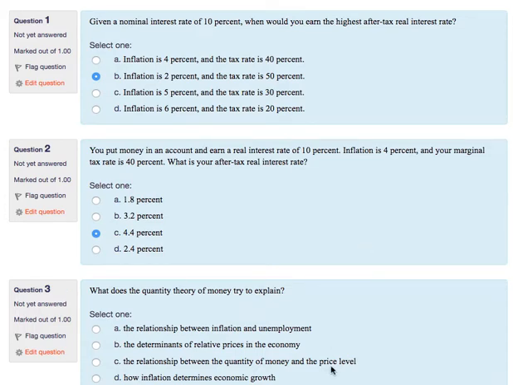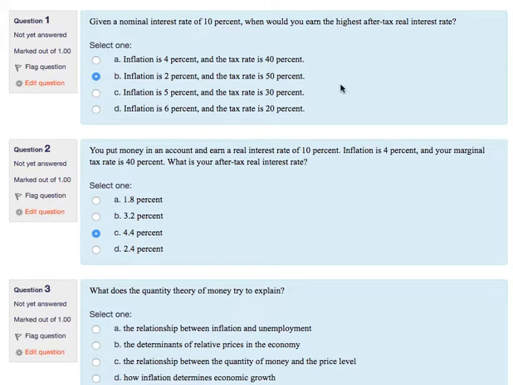And the random generation that I got here relate to concepts that are very interesting, but I haven't spent too much time on in the notes or on exams. But it's something that I want to incorporate more in the future, so it's good for you guys to know. So given a nominal interest rate of 10%, when would you earn the highest after-tax real interest rate?